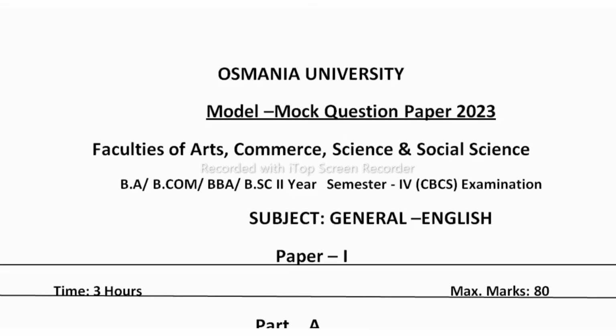So today we are going to discuss the degree 4th semester regular examination 2023 English model paper prescribed by Osmania University. As you people know, the paper has two parts, part A and part B, and the time allocated will be 3 hours, and the total paper carries 80 marks.